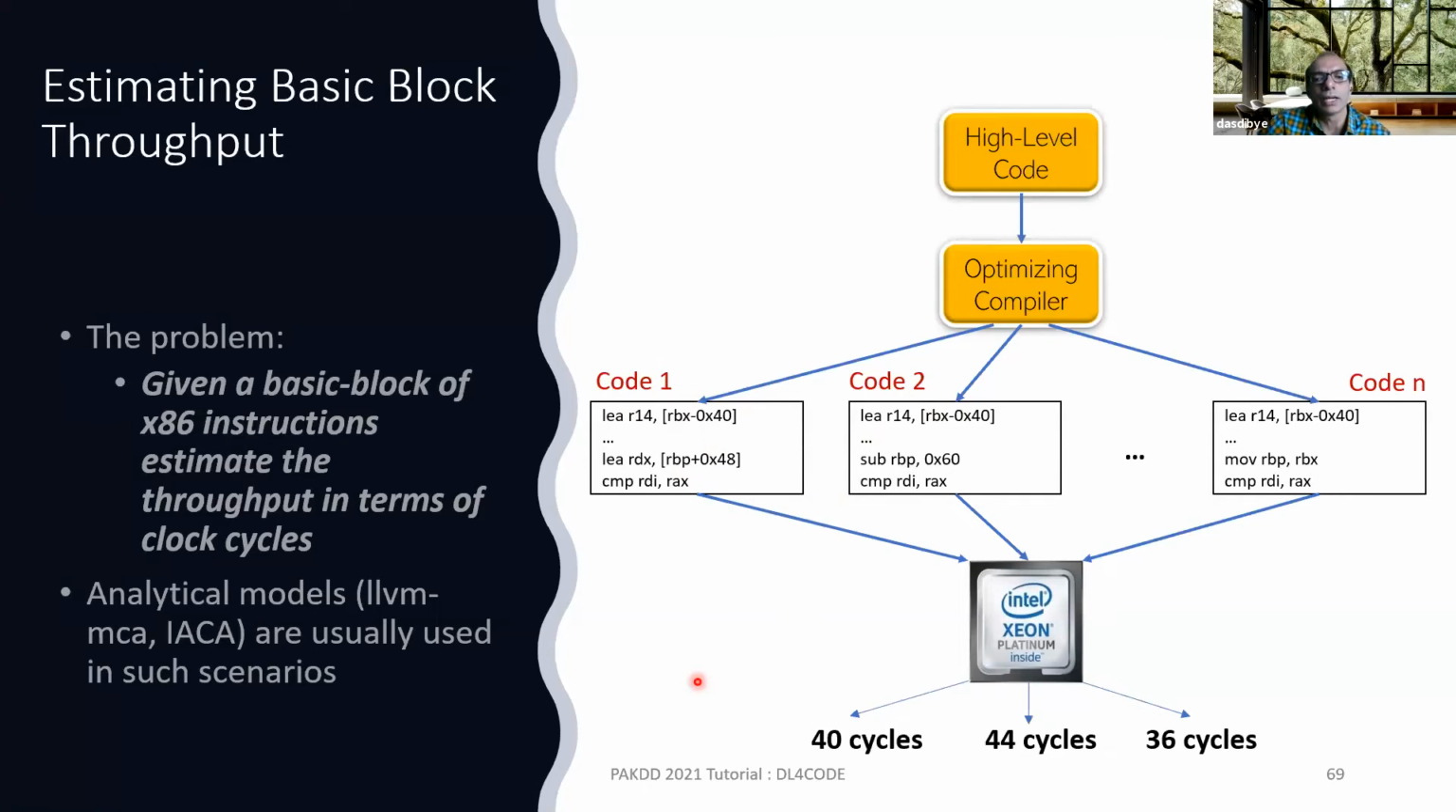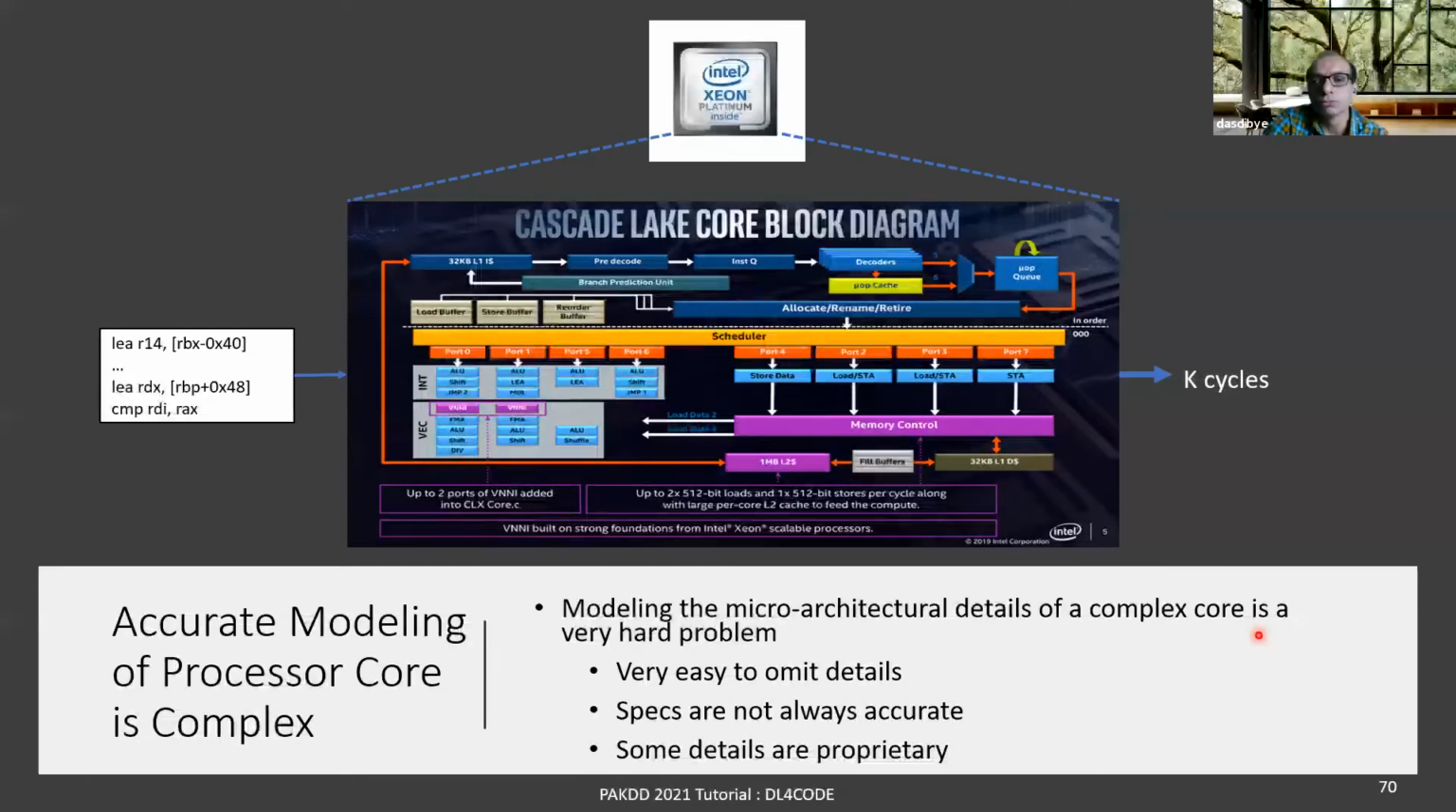There are already several analytical models available: from LLVM itself, called LLVM MCA, which is LLVM's machine code analyzer, and from Intel, called Intel ACA, the Intel Architecture Code Analyzer, and so on. They all do a decent job, but Mendis, Singh and others found that we can do much better using newer techniques from deep learning models.